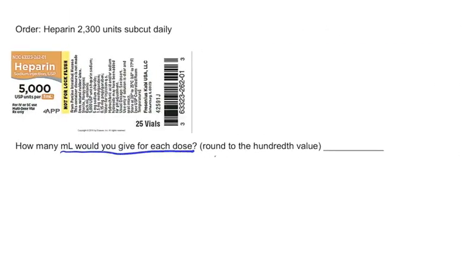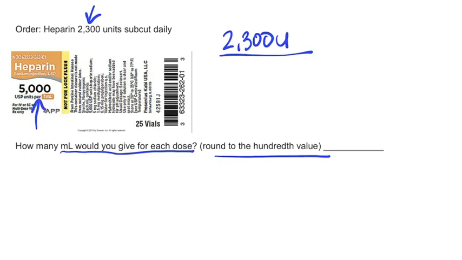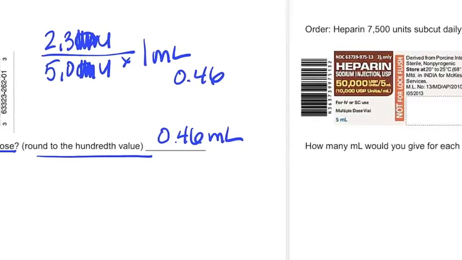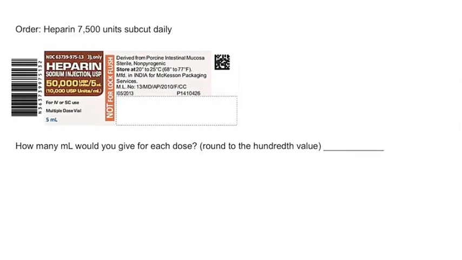How many milliliters will you give for each dose? Round to the 100th value. Here's my doctor's order. I have 2,300 units divided by, what do I have in my vial here? I have 5,000 units times 1 milliliter. I'm going to get rid of 2 zeros on the top and 2 zeros on the bottom. 23 divided by 50. And that equals 0.46. So my final answer is 0.46 milliliters. Okay, make sure you don't round that.